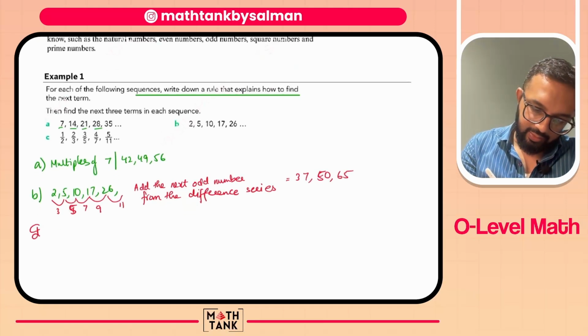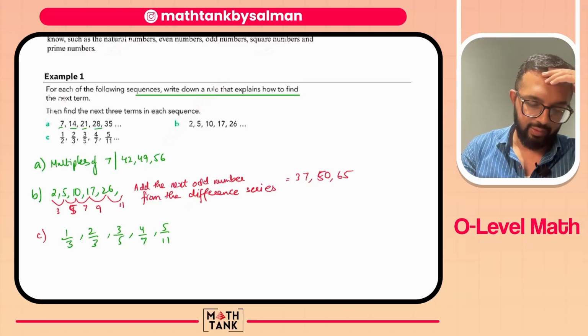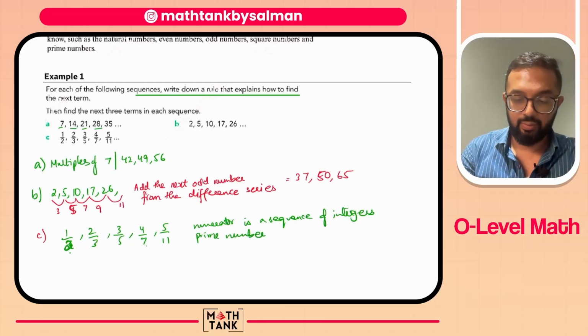Okay, then we have C, so that's 1 over 3, 2 over 3, 3 over 5, 4 over 7, 5 over 11. So the numerator is just a sequence of integers. Okay, let's see what's happening in the denominator. So that's 2, 3, 5, increase of 1, increase of 2. I think, no, that's not how it's working out. It's just prime numbers in the denominator. You need to be aware of that.